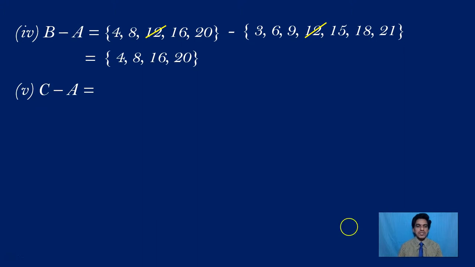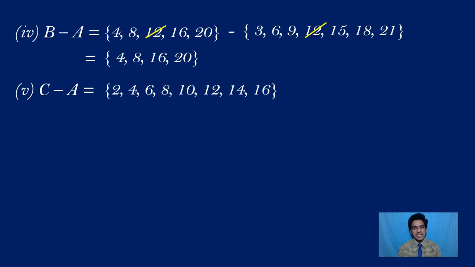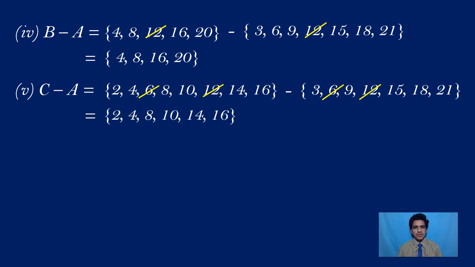Now, look at the next one. This is C minus A. So we have to write C first. The set of 2, 4, 6, 8, 10, 12, 14, 16 minus A, the set of 3, 6, 9, 12, 15, 18 and 21. Now, let us identify the common elements. We have 6 and 12. So now we have to write the elements that are left in the first set, which is the set of 2, 4, 8, 10, 14 and 16.